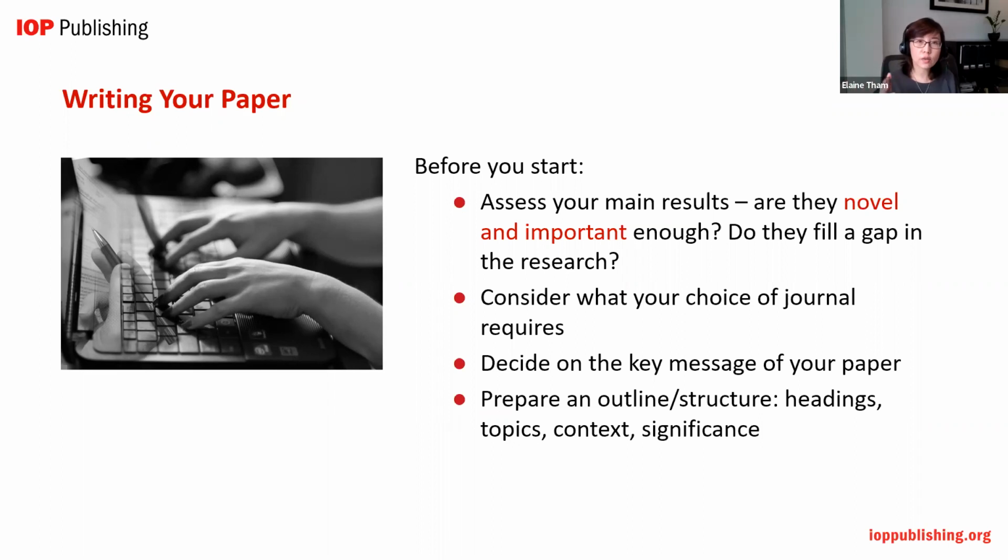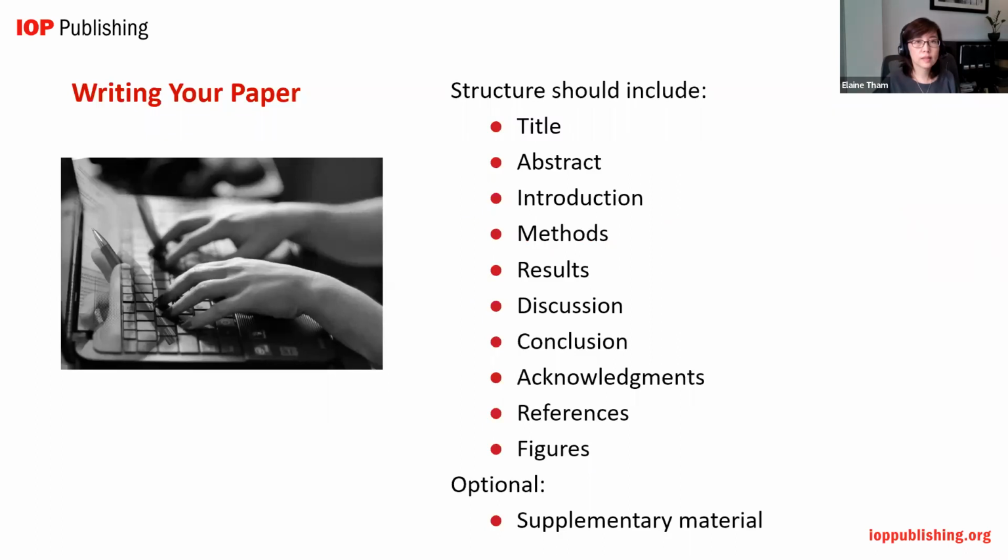So you should decide on the key message of your paper and prepare an outline or structure for your paper, including the headings, topics, context, and significance. The structure of your paper should include the following sections: the title, abstract, introduction, methods, results, discussion, conclusion, acknowledgements, references, as well as figures. And supplementary material may also be included if you think it's useful for your paper.